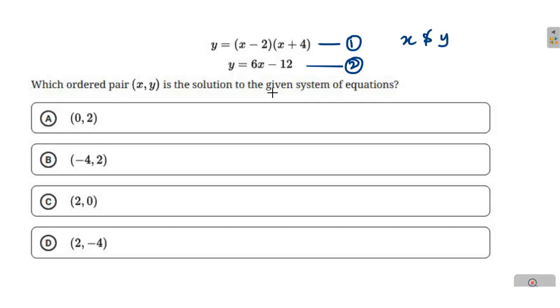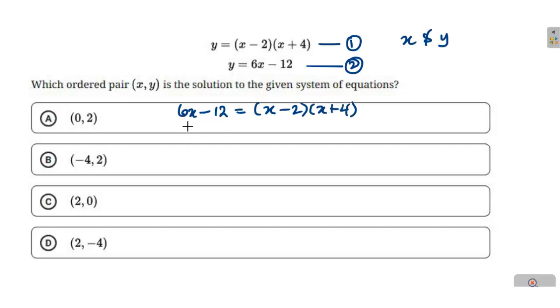This is a combination of a quadratic equation and linear equation. I mean quadratic function and linear function. So we substitute equation 2 in equation 1 to eliminate y. Then we can find the value of x later from either equation 1 or equation 2. Substituting equation 2 in equation 1 implies that wherever you see y in equation 1, we replace it with 6x minus 12. So 6x minus 12 will now be equal to x minus 2 into bracket x plus 4.